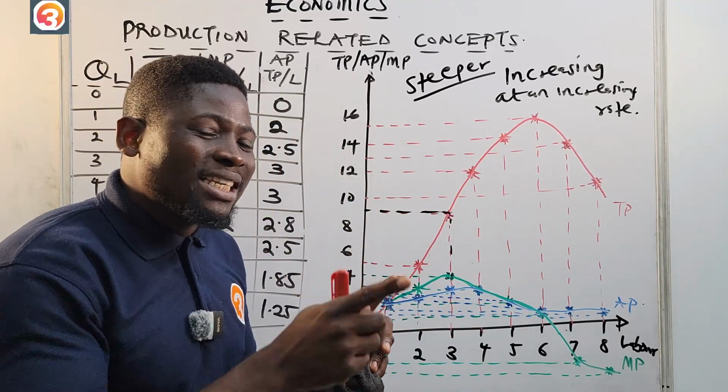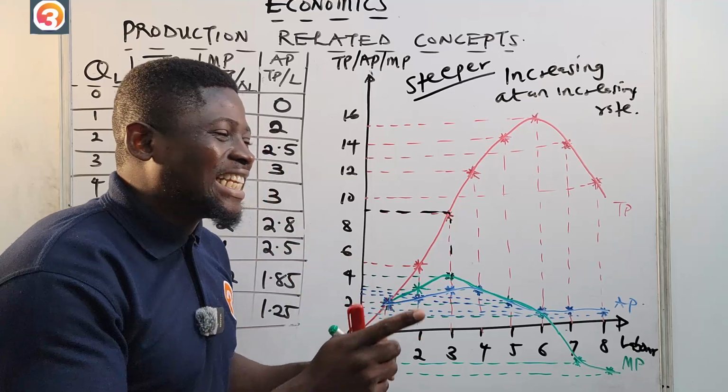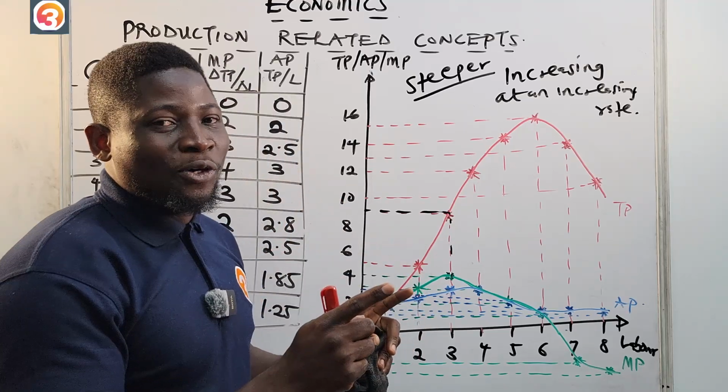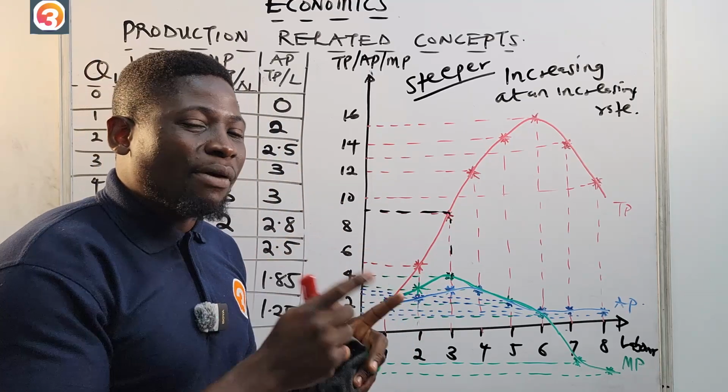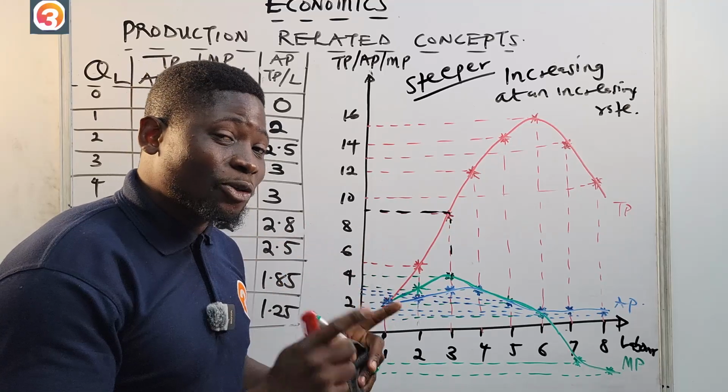This means that at any point along our total product curve, the slope at that point is our marginal product. Okay, the slope at that point is our marginal product. Please take note of that.